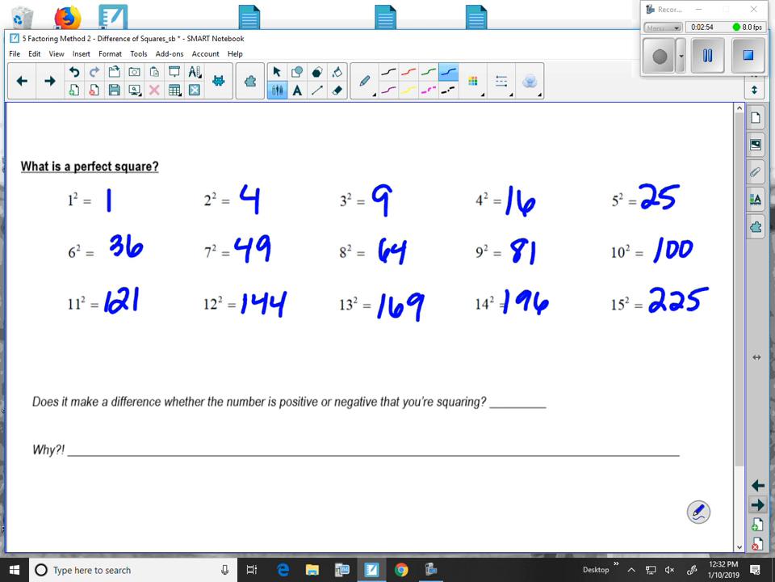You've got to bring it together. Keep it handy in here. We are going to need these. This is going to be a good reference sheet for you.